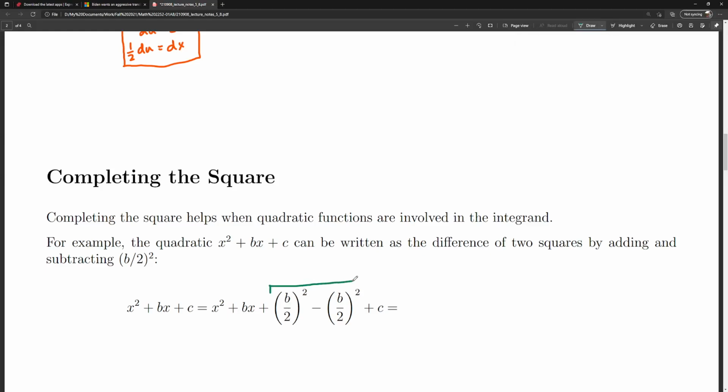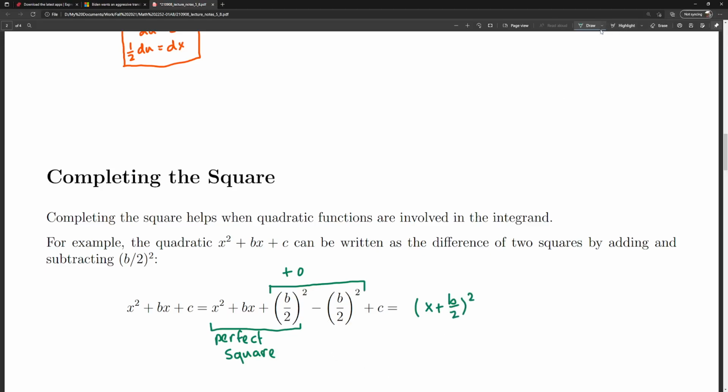So if you do that, the net result is basically saying this is plus 0. Now, the reason why you want to add b over 2 squared in the first place is because you want to create a perfect square. So you see that the first part of this expression is a perfect square. Namely, we can write this as x plus b over 2, and then that whole quantity squared. So x plus b over 2 squared.